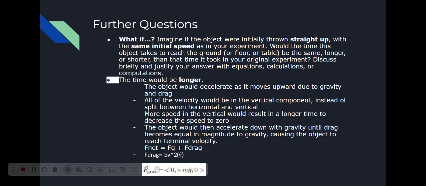And then if it was thrown straight up, how would the time differ? The time would be longer because all the velocity would be in the vertical component, which would cause more speed in the vertical, and a longer time for it to decelerate to become zero. And yeah, thank you.